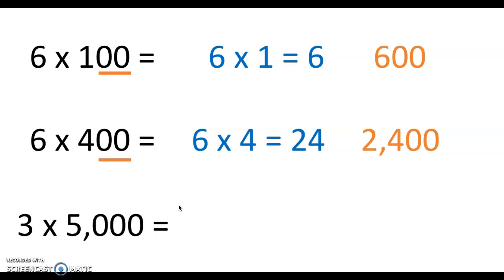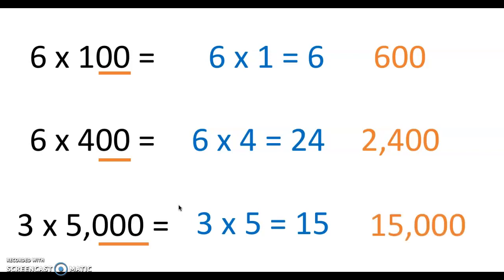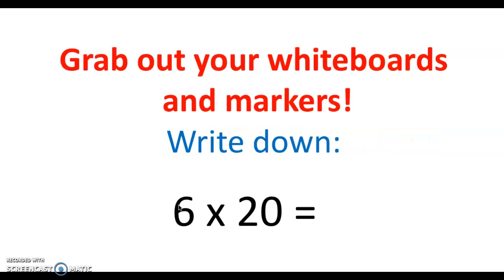Let's try one more like that. So if we have 3 times 5,000, well, first off, we know 3 times 5 equals 15. But there are 3 zeros that we need to add on to that 15 to make it move up 3 place values. When we do that, that gives us 15,000.